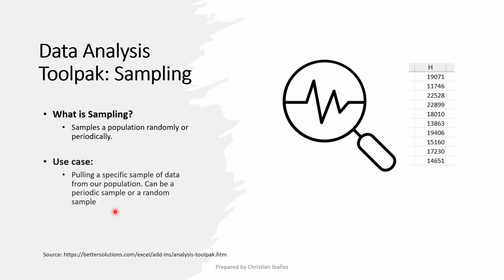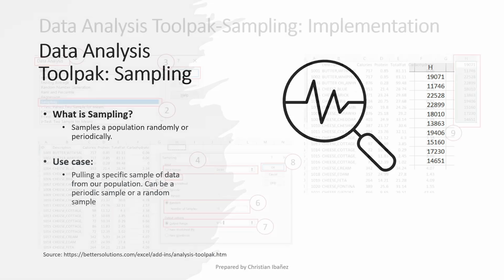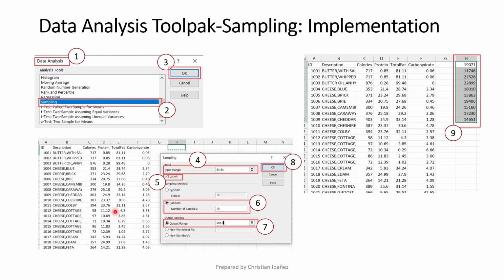For the actual implementation, it is very simple. We just need to find the sampling tool under Data Analysis ToolPak, and then click OK, and this window will show up for the sampling. For the input range, we just need to select our target column. In this case, I just selected column A. Labels, of course, for the first row.